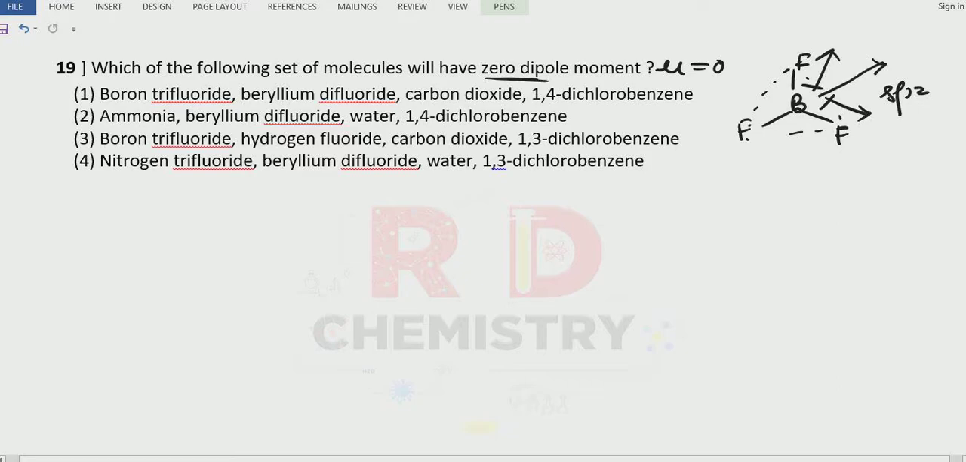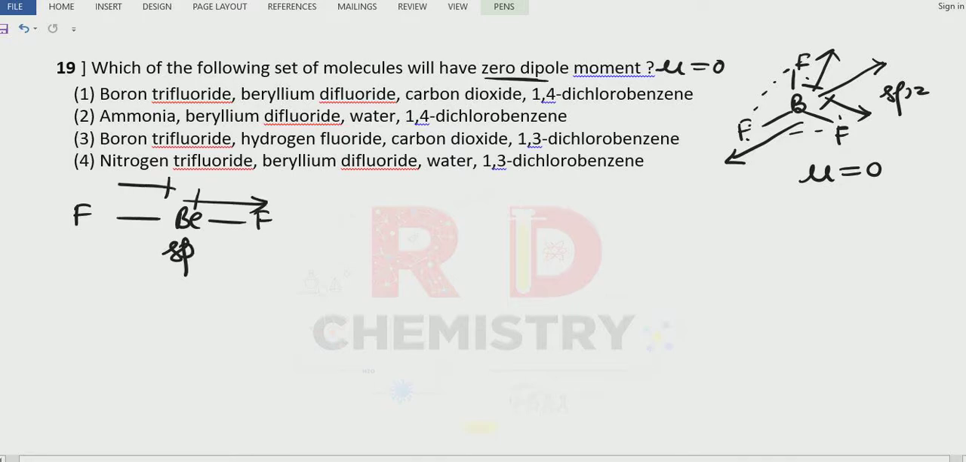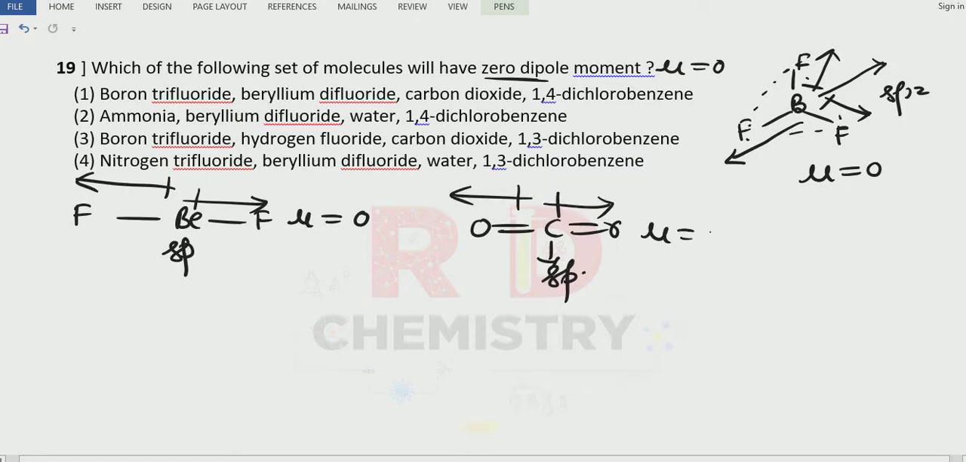So these are resulting in this direction, that will get cancelled with the one more dipole moment. So mu is equal to 0 here. Next, beryllium fluoride, Be with fluorine and fluorine. This beryllium is sp hybridized, therefore it has a linear shape. So dipole moments are in the opposite direction, therefore mu is equal to 0. Next one, carbon dioxide, C double bond linear, because this carbon atom is sp hybridized. So dipole moments are in the opposite direction, so mu is equal to 0.